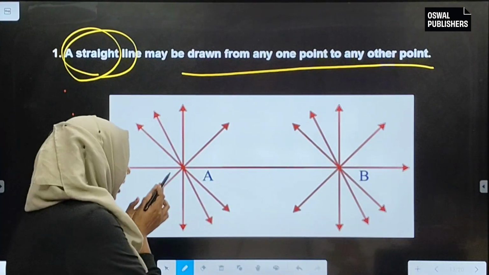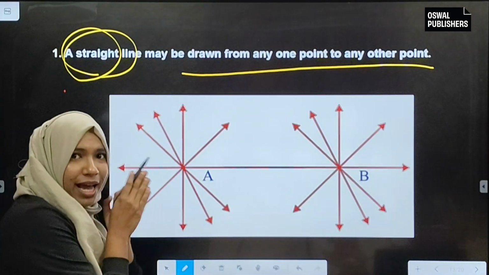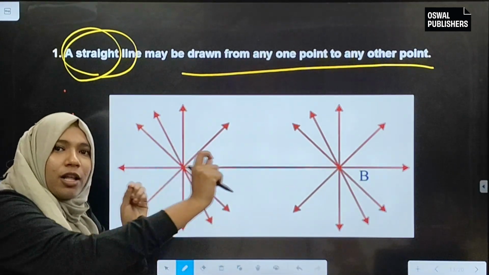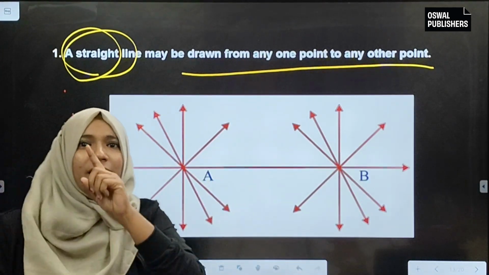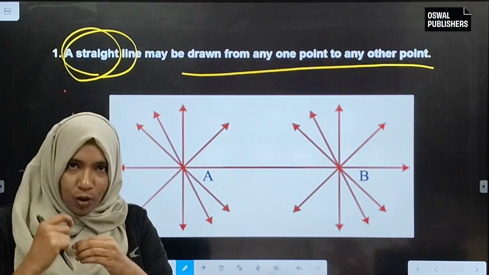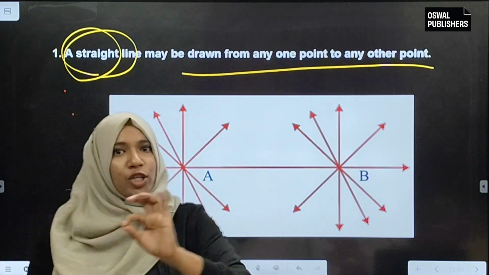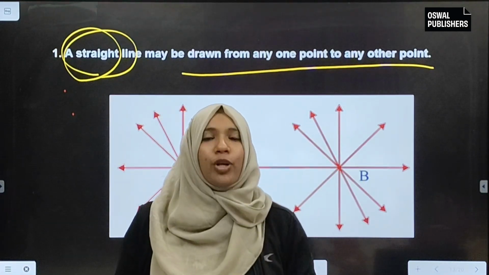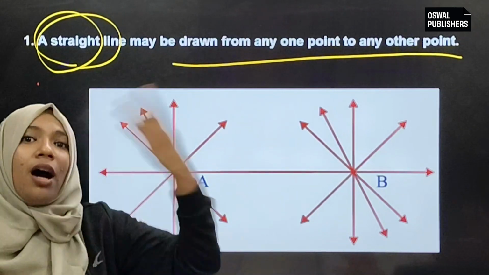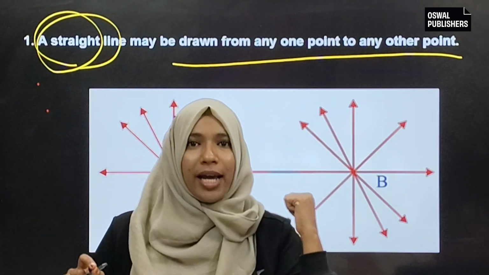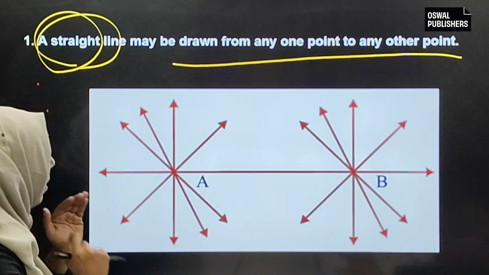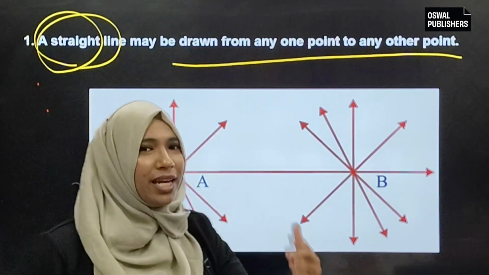We have 2 points here, A and B. Between these points I can only draw one line. Okay, that is a unique line. We can draw a straight line from one point to another, and it is a unique line, because when two points are connected we can't draw more than one line. So that is what it is saying in this postulate: a straight line may be drawn from any one point to any other point.